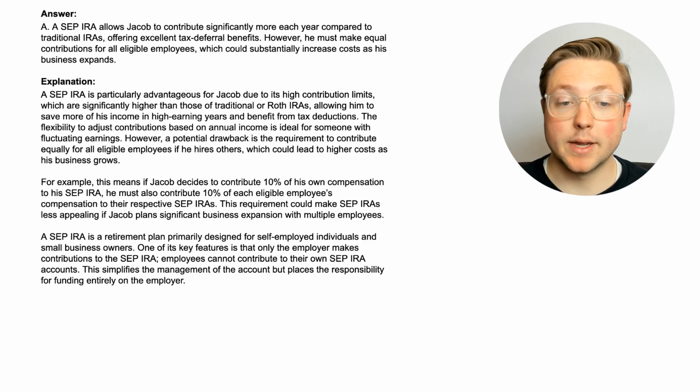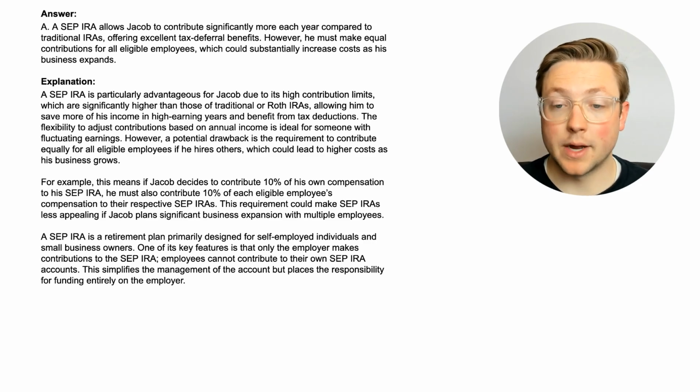A SEP IRA is particularly advantageous for Jacob due to its high contribution limits, which are significantly higher than those of traditional or Roth IRAs, allowing him to save more of his income in high-earning years and benefit from tax deductions.